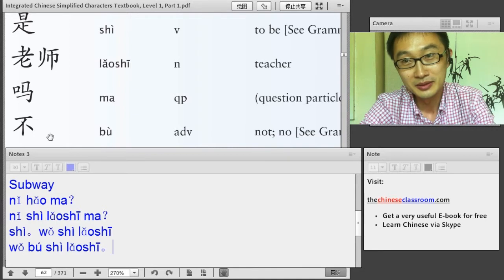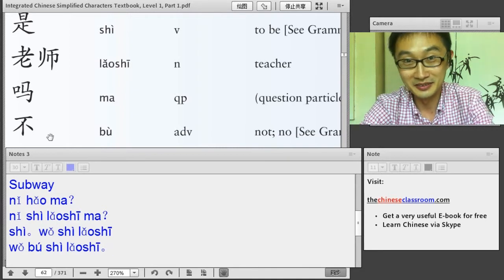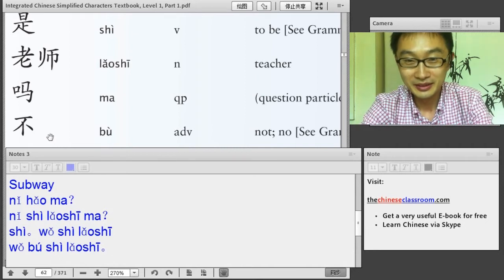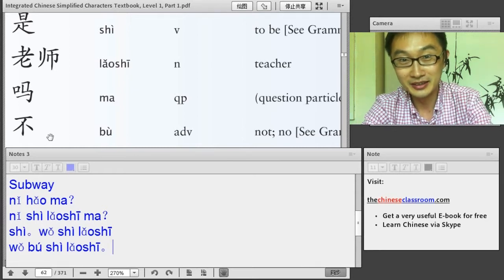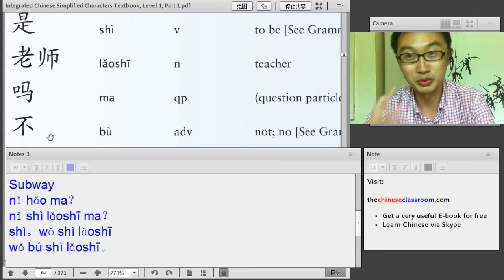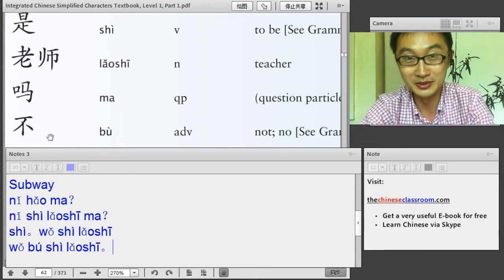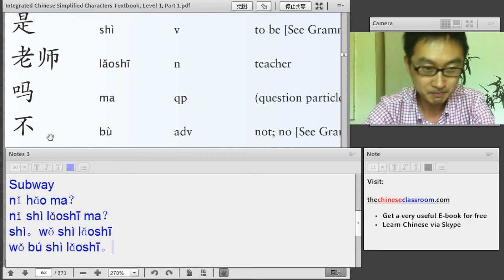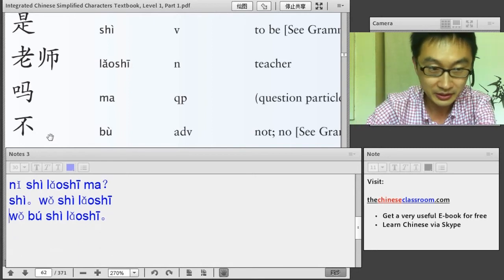In English, you also put not before verb. For example, I don't eat it. I don't like something. But you put no after to be, like I am not a teacher. In Chinese, the rule is one rule. You put it before verb and to be. You say I'm not a teacher. So 我不是老师.